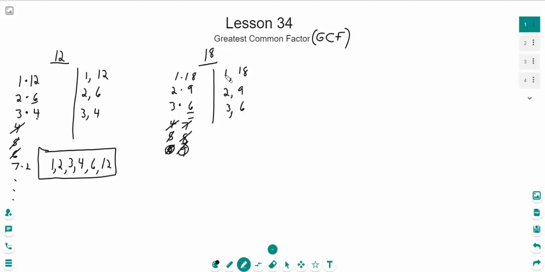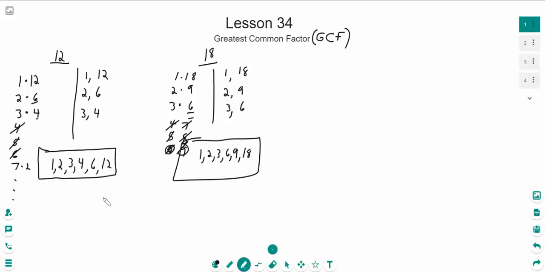So we end up with the factors 1, 2, 3, 6, 9, and 18 from smallest to largest. 1, 2, 3, 6, 9, and 18, right? So those are, in this case, 6 factors for an 18, okay? And they're the only factors for an 18, all right? There is a limited number of factors for every number. In this case, there were 6 in both of them, all right?